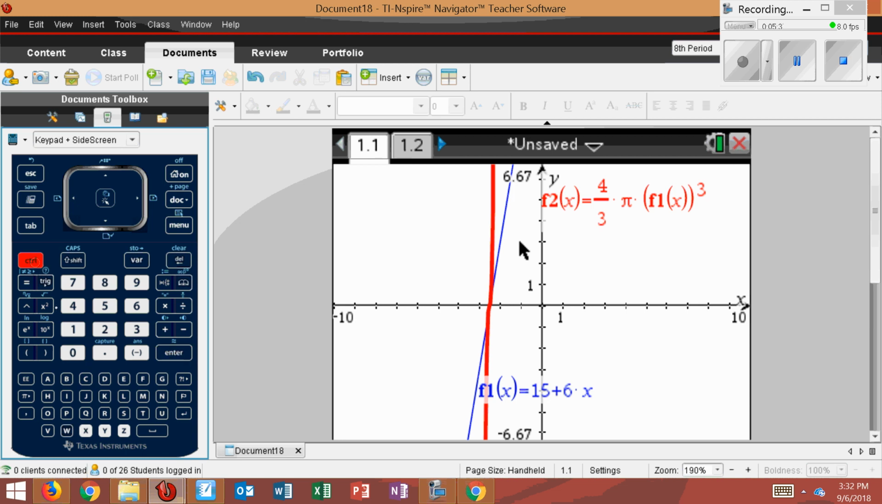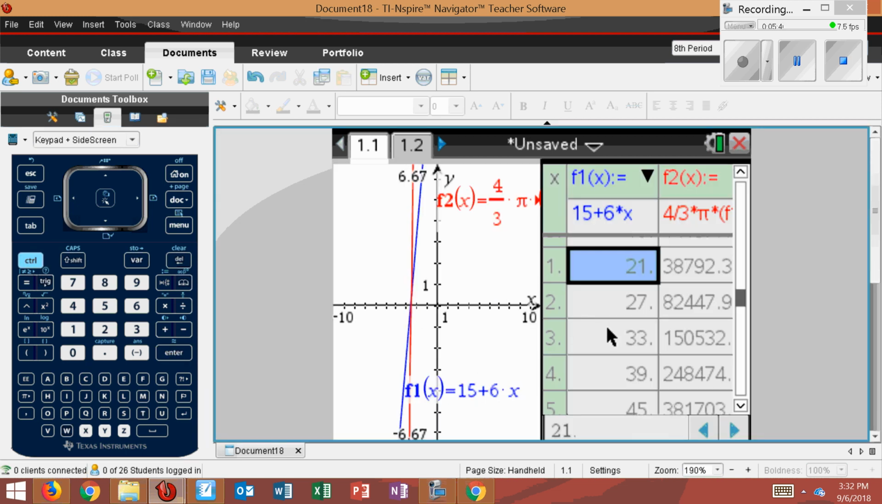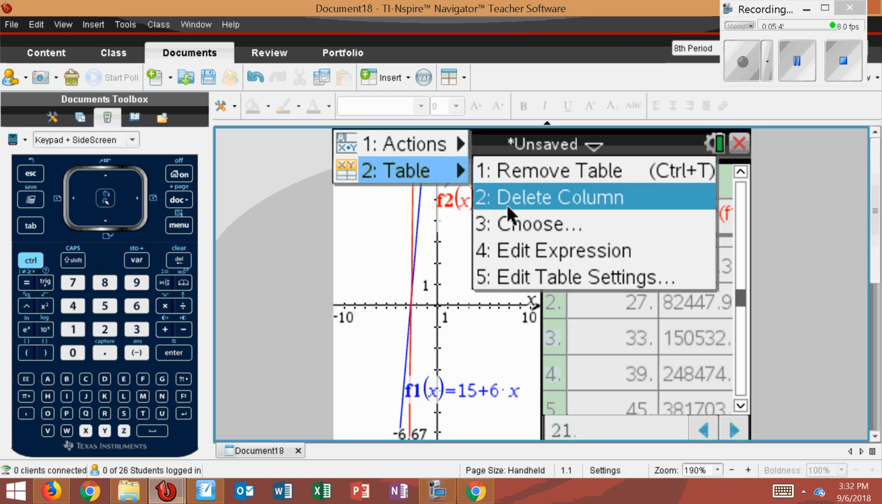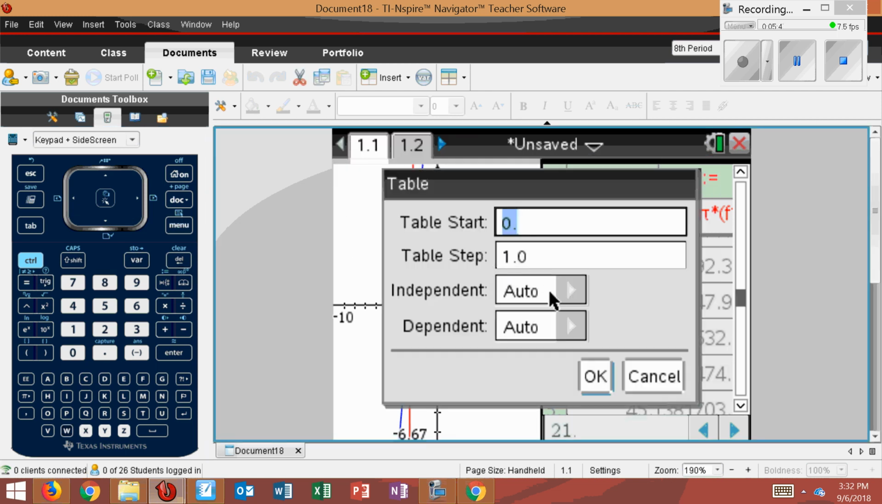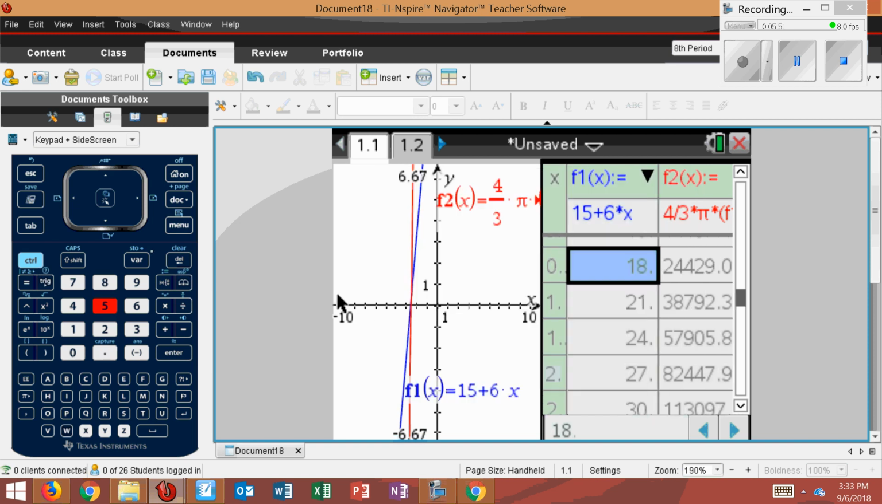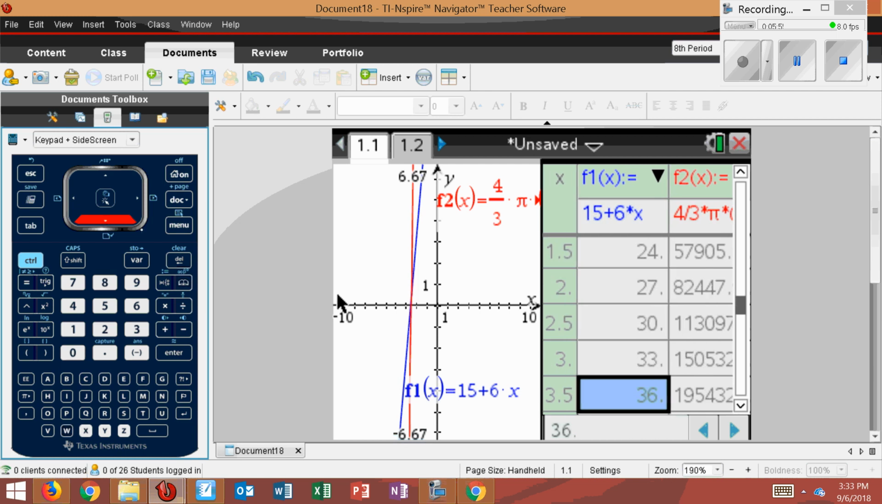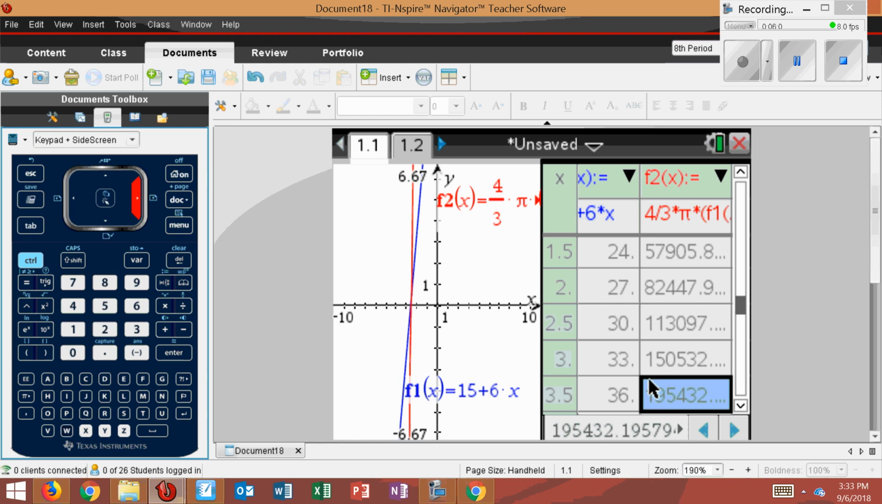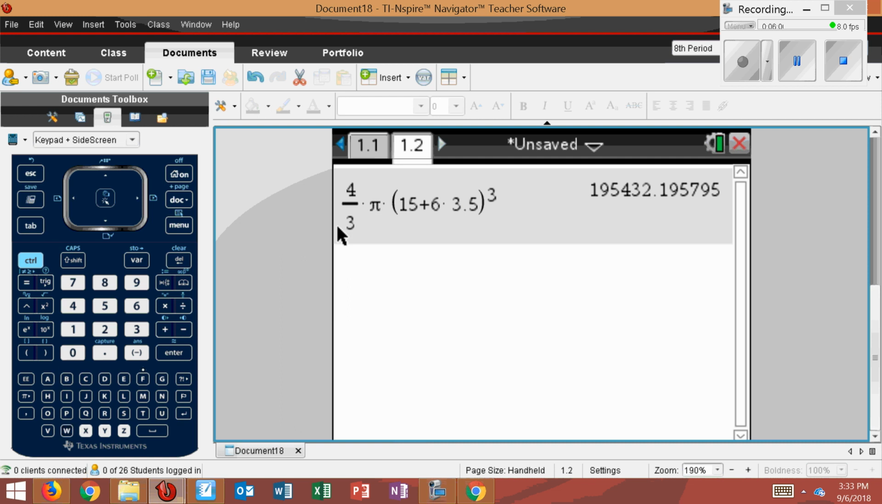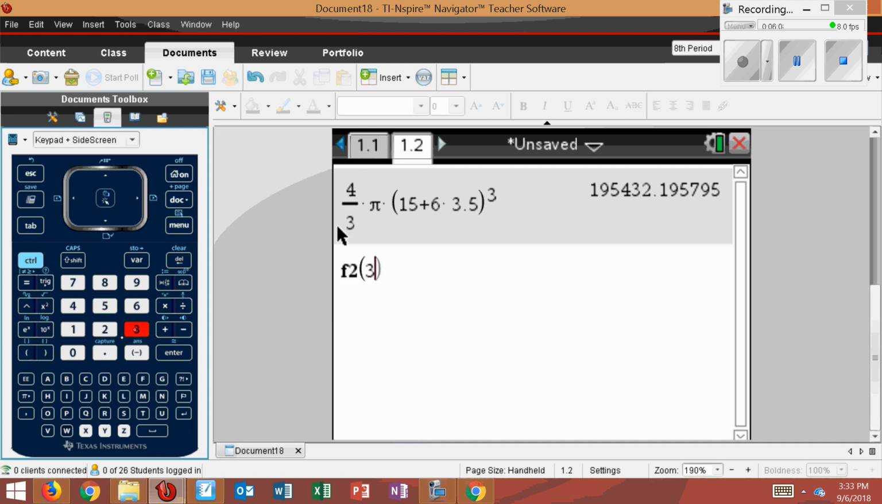And now if you want, you go Control T, and we can get the table. You could change the table to count by halves. When you go here where I want it to step, the step is how it changes. I want it to change by halves. And so now I could get that when time is 3.5, I can get this number right there that we had earlier. The other way you could have done it is once you have these typed in, go back over to your calculator screen and say F2 of 3.5 like this, and press enter, and it'll give you your answer. As you can see, either way, it's the same thing. This is, again, a composite function.